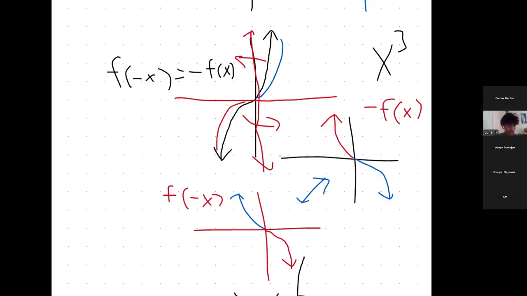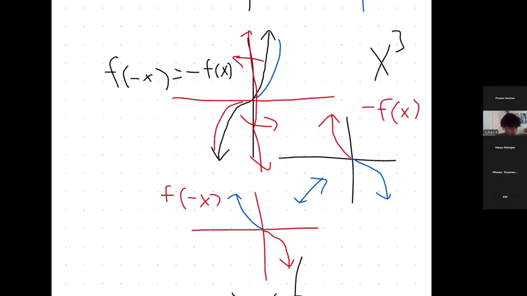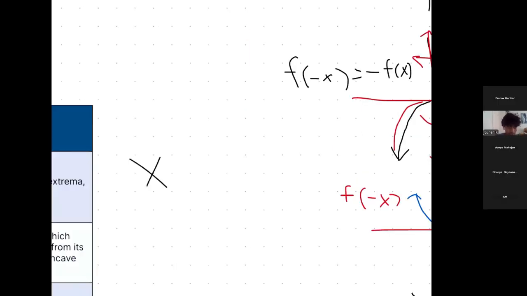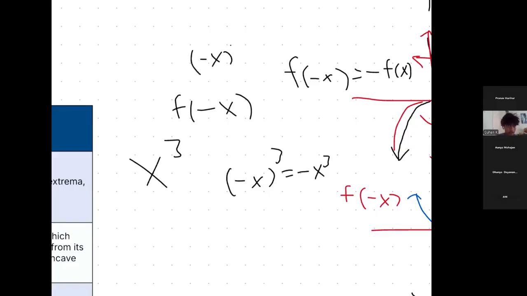Now let's prove it algebraically. So x cubed, right? For f of negative x, when we plug in negative x for x cubed, it's going to be negative x cubed. And this just equals negative x cubed, like without the parentheses, right? Whereas, for example, if it were negative x squared, then it would just equal positive x squared, right? That's because it's an even function.